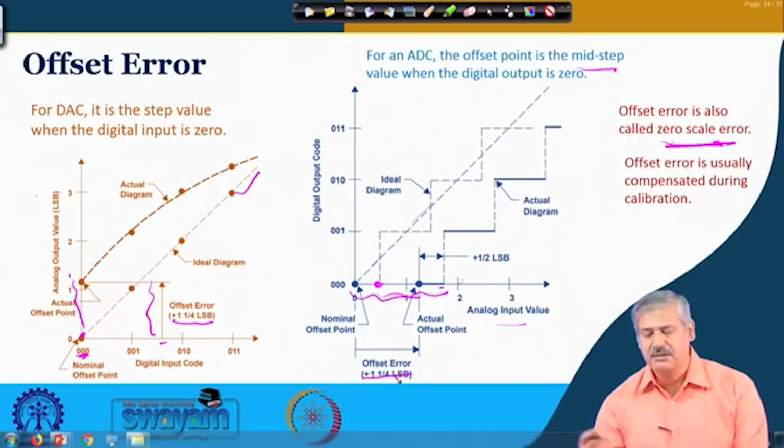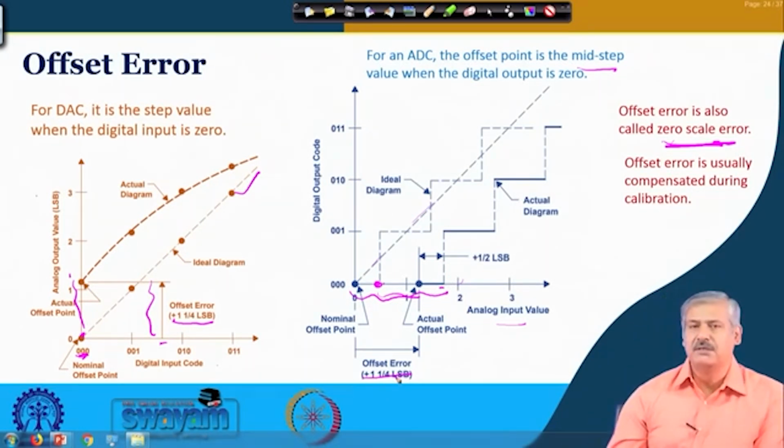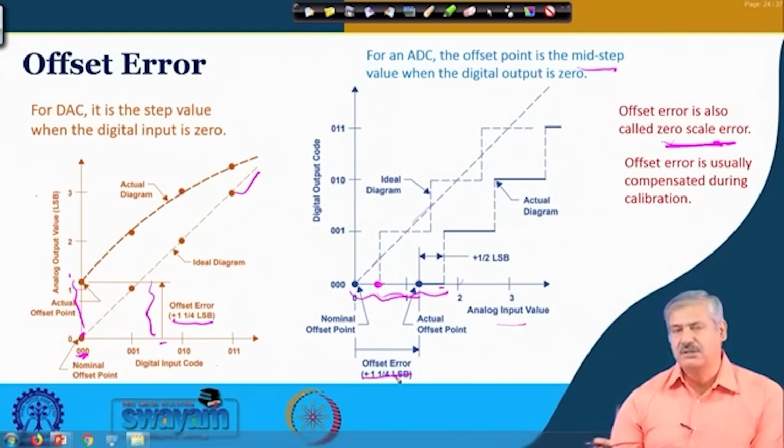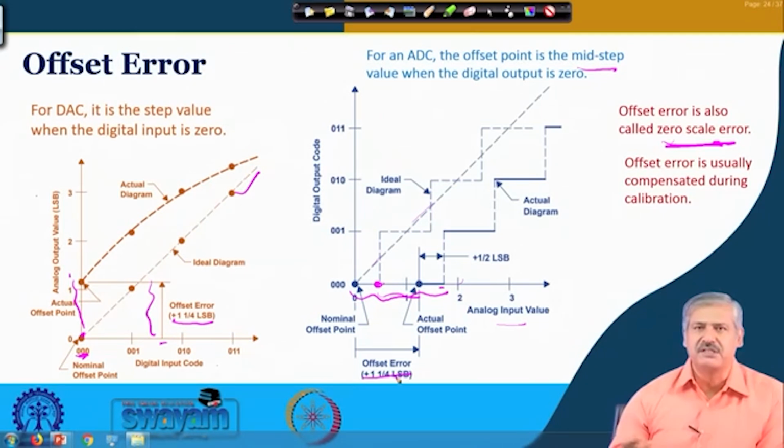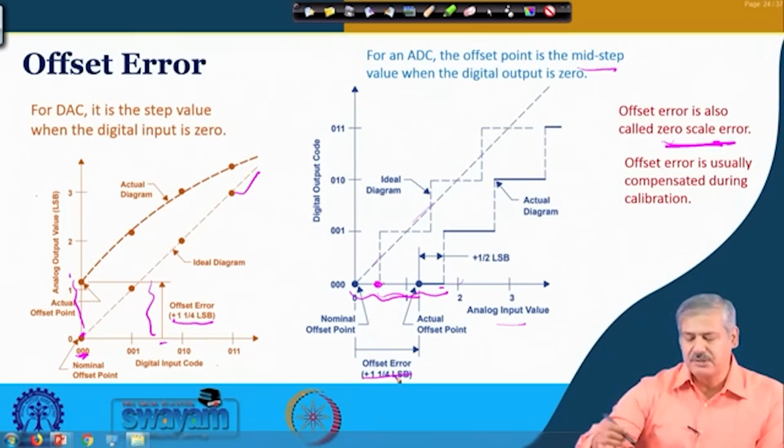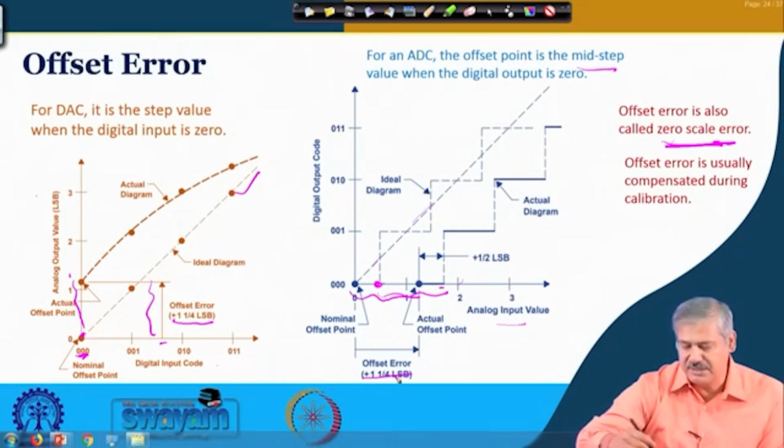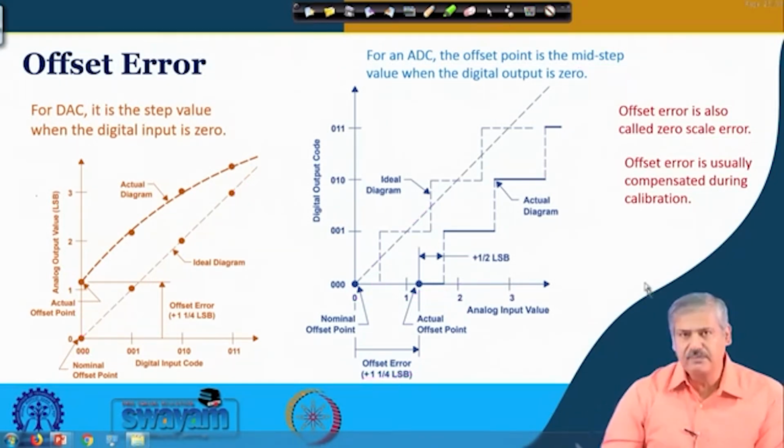And offset error usually is compensated by doing an adjustment in the beginning when you calibrate the ADC. It is also called trimming, okay. In some textbooks you will see that it is written as trimming. So by that process we can compensate this offset error, okay.